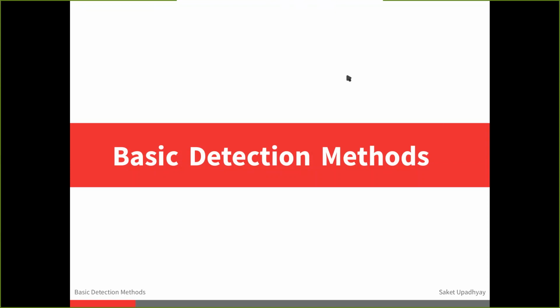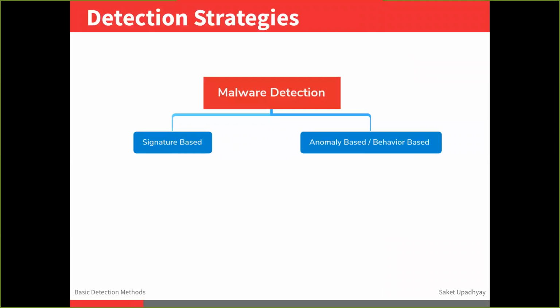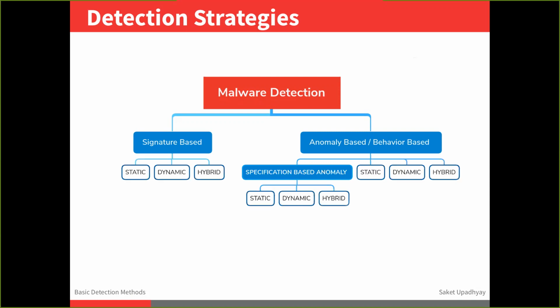So we will go for basic detection methods. We will follow this model of detection: signature-based detection and behavior-based detection. And in behavior-based, we have specification-based. We will talk about them in detail. And in every one of them, we have three categories: static, dynamic, and hybrid. So what is static, what is dynamic, and what is hybrid?